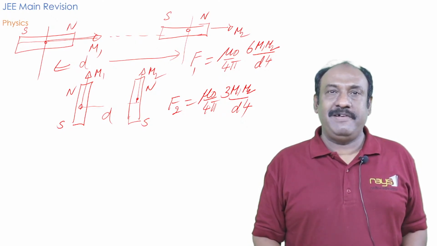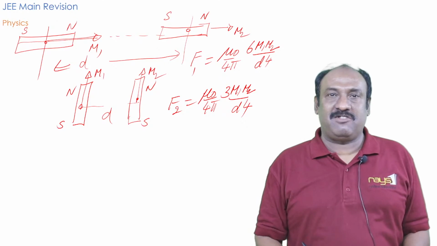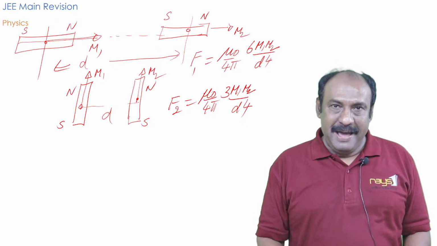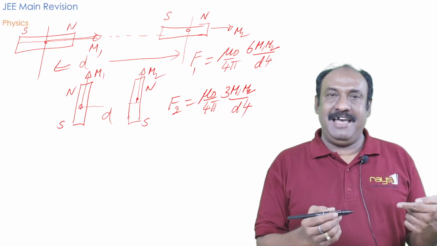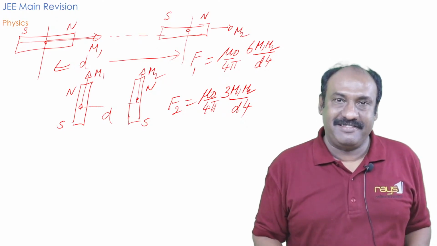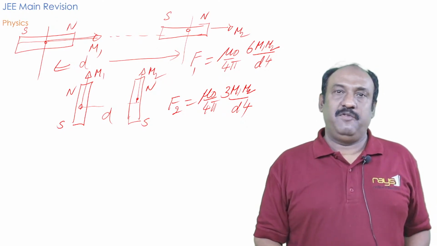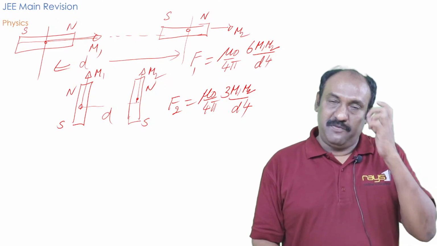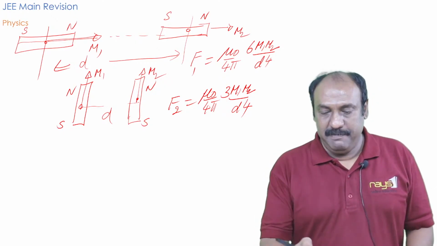The force between two pole strengths is inversely proportional to d square. The force between two bar magnets placed on the same axial line, where d is the distance of separation between their centers, is inversely proportional to d power 4, and it is 6 m1 m2 by d power 4.